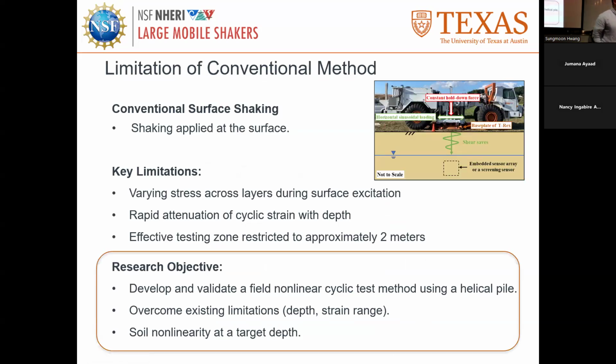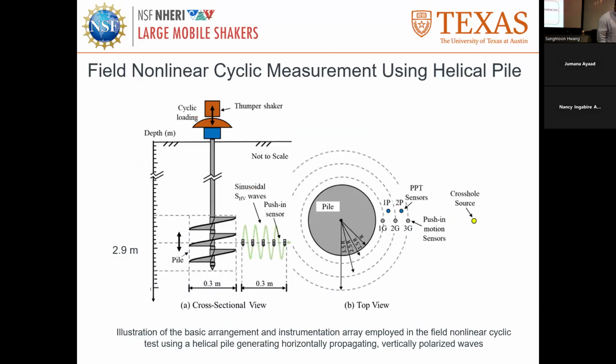So these are the limitations of the conventional method. Shear applied at the surface has to propagate through the varying stress across the layers, and there is a rapid attenuation of the cyclic strain with depth. The 0.03% shear strain we measured was from the 0.6 meter geophone. So the effective testing zone is restricted to about 2 meters. So we need to somehow propagate our vibration to the depth of interest.